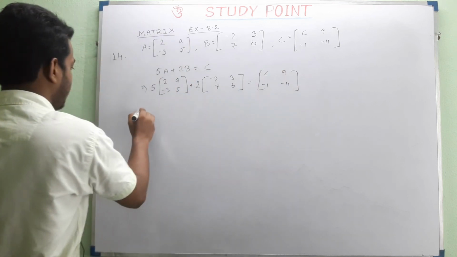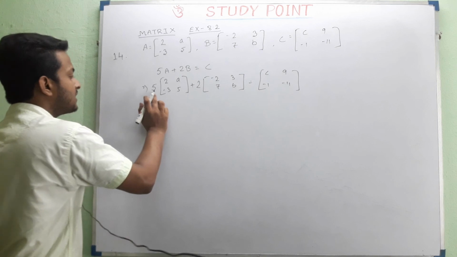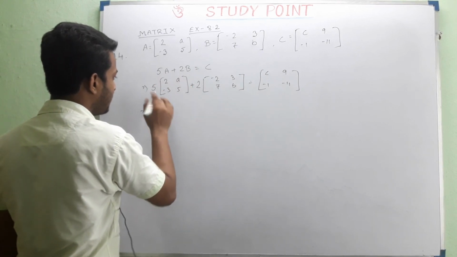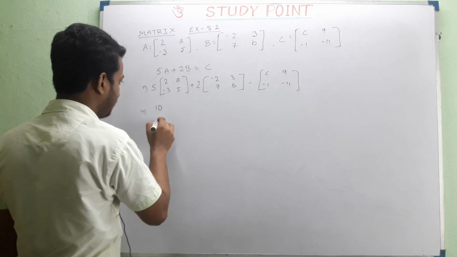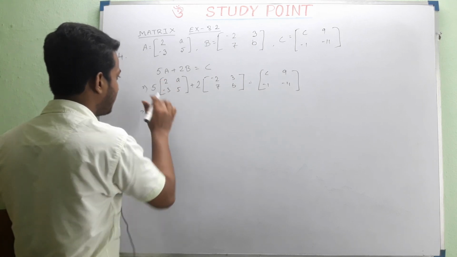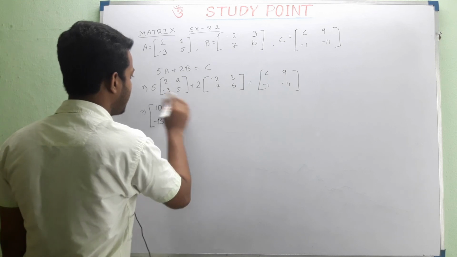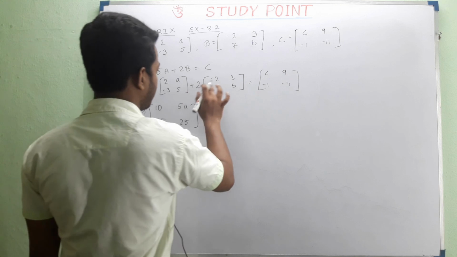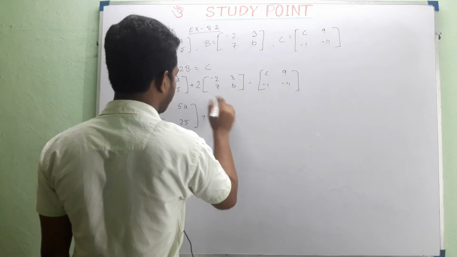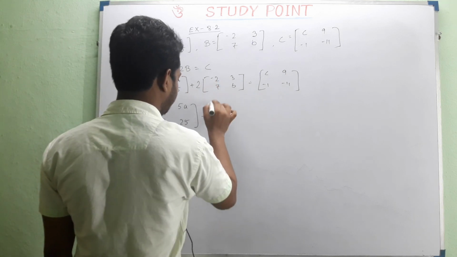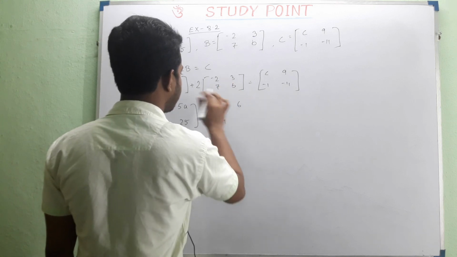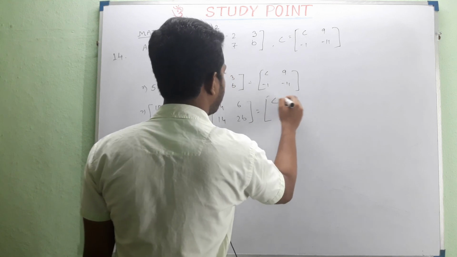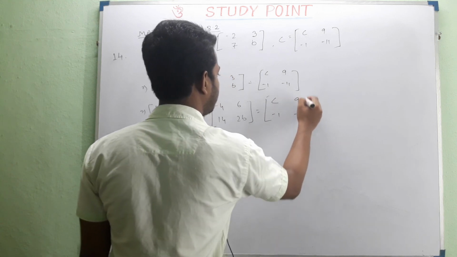Now see, because this 5 is multiplied with the entire matrix, it will be 5 into 2, 10, 5 into 3, 5 into minus 3, that is minus 15, 5 into A, that is 5A, 5 into 5, that is 25, and in the next term it is 2 into minus 2, that is minus 4, 2 into 7 is 14, 2 into 3 is 6, 2 into B is 2B. It is equal to this term.